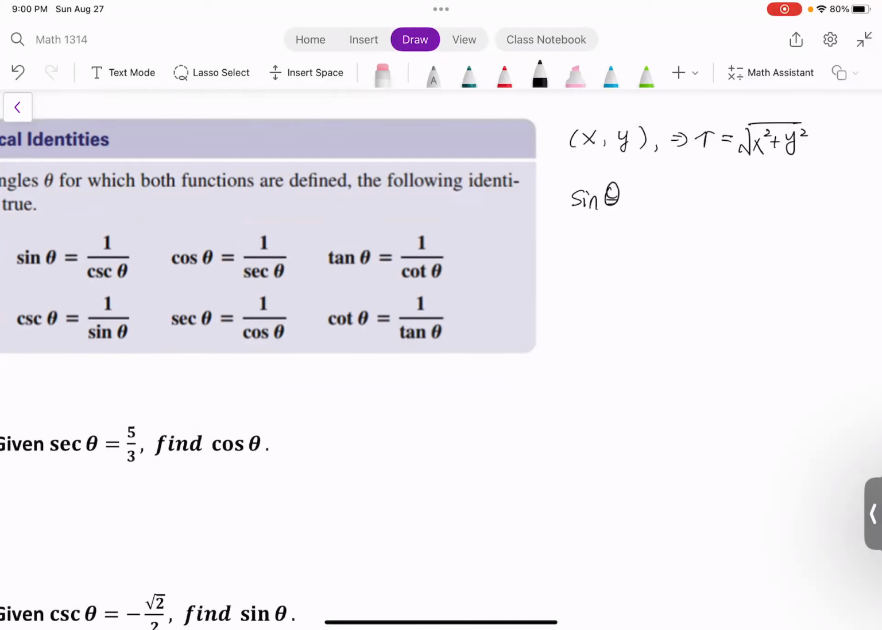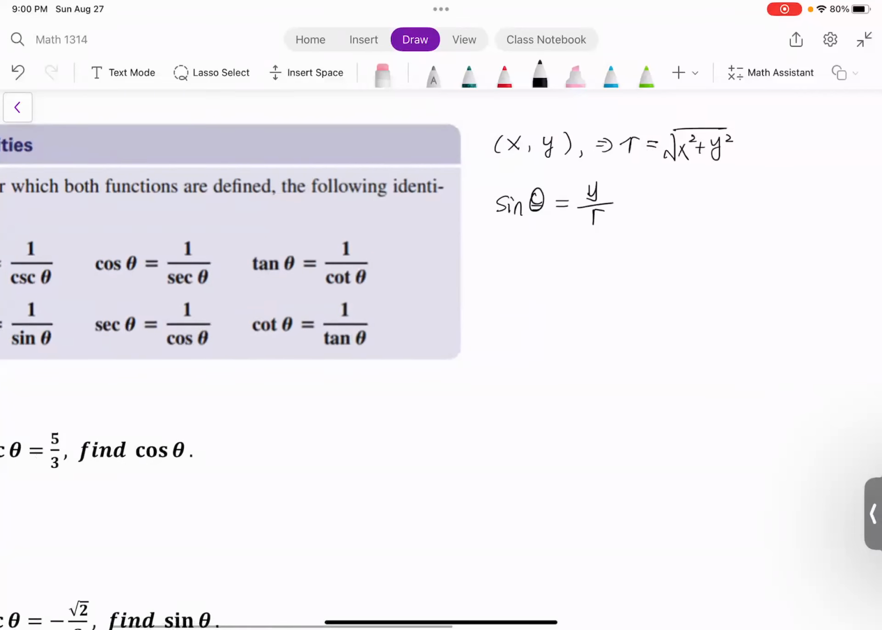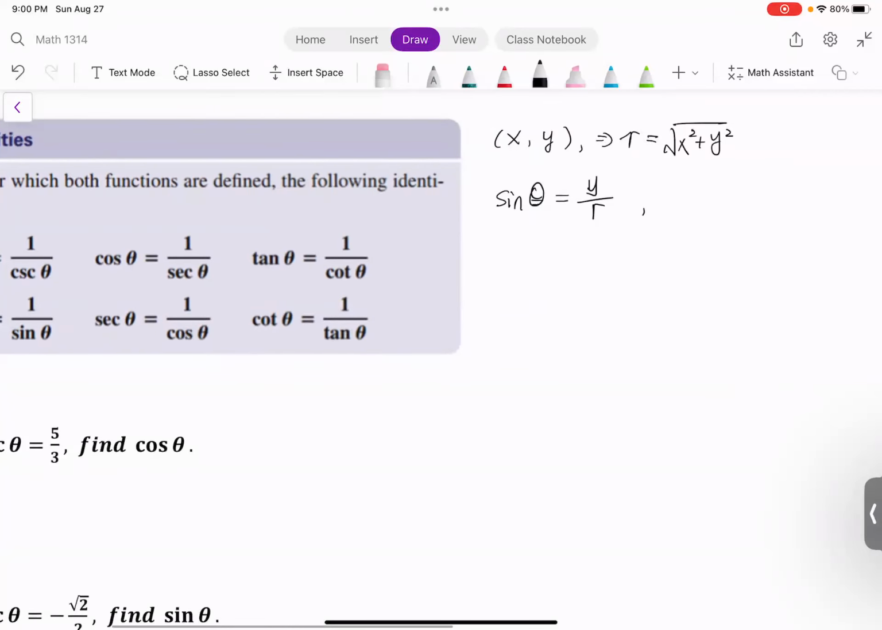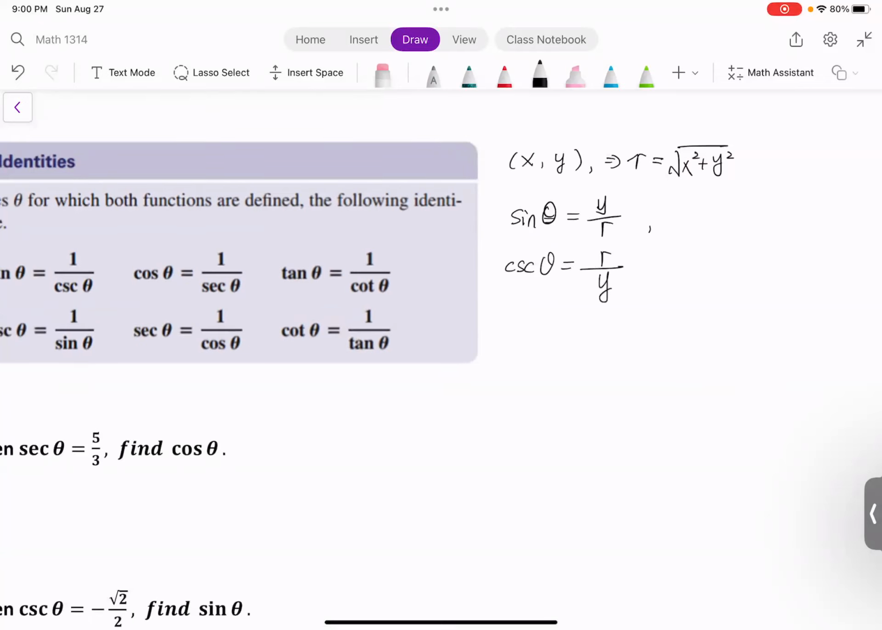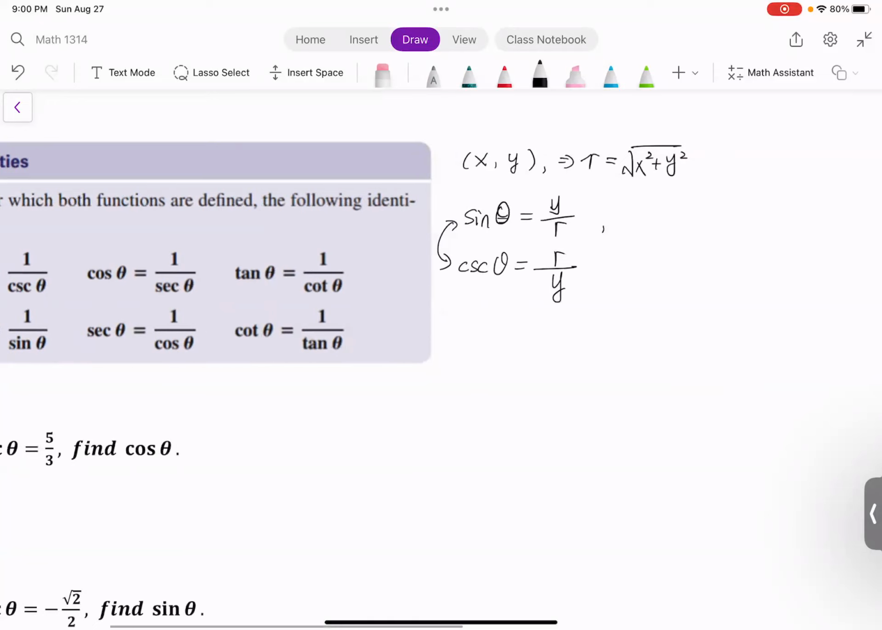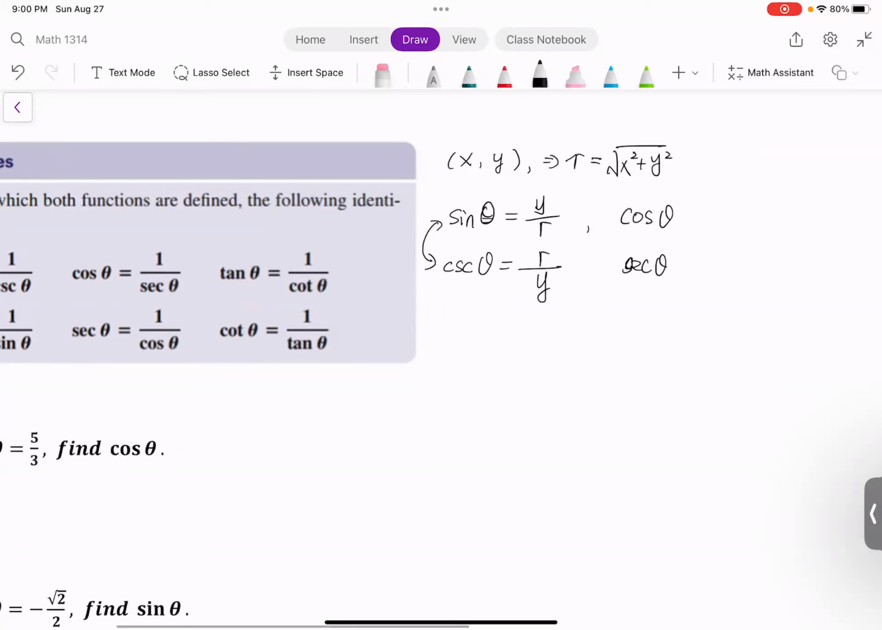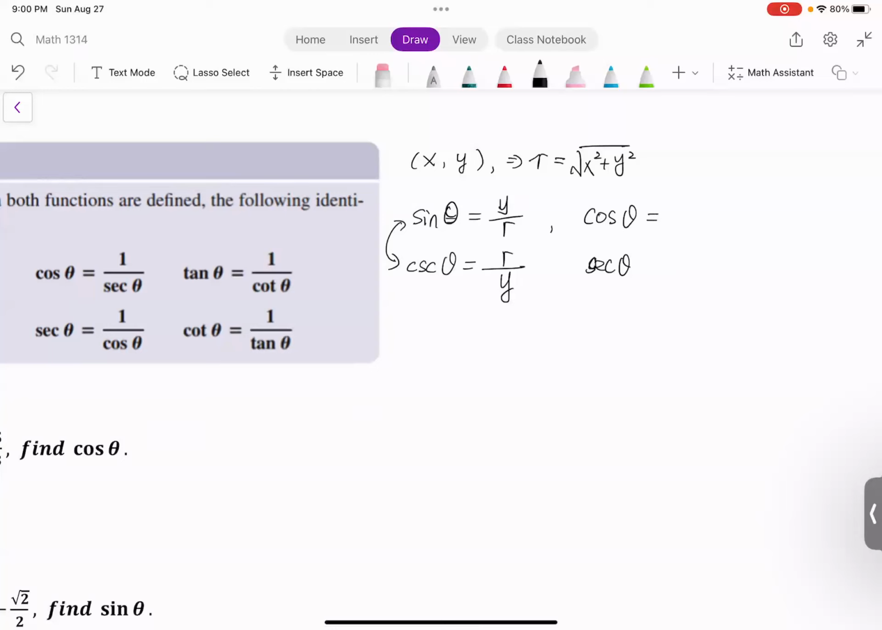So I say sine theta equals y over r. And its reciprocal, cosecant, is r over y. That's the reciprocal of sine. That means they are couples, because they are reciprocals of each other. And the next couple is cosine theta and secant theta.